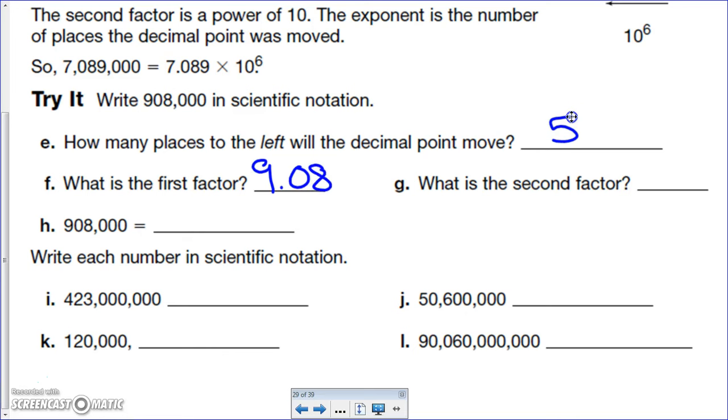The second factor is always going to be a base 10 to an exponent. In this case, our exponent is going to be 5 because that's how many places the decimal moved. So now we're going to write it all together in scientific notation. So it becomes 9 and 8/100ths times 10 to the 5th.